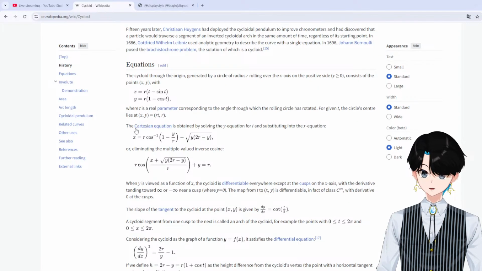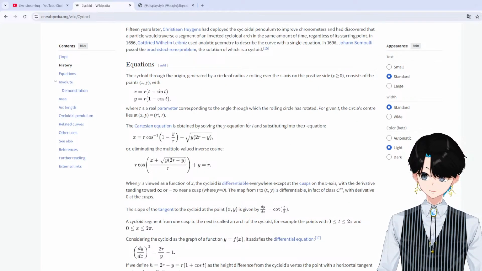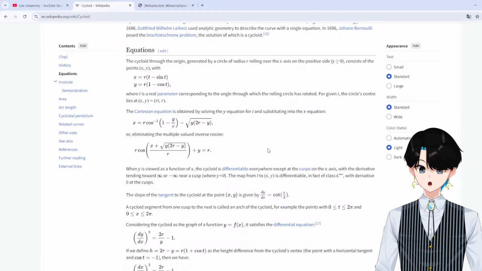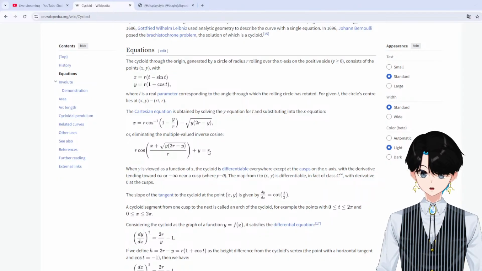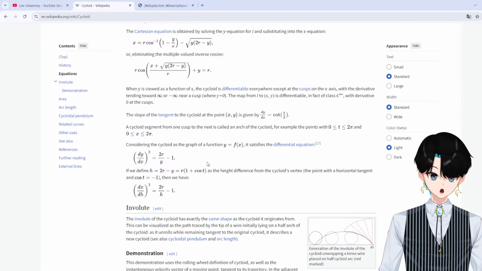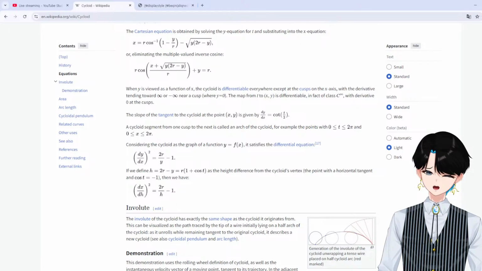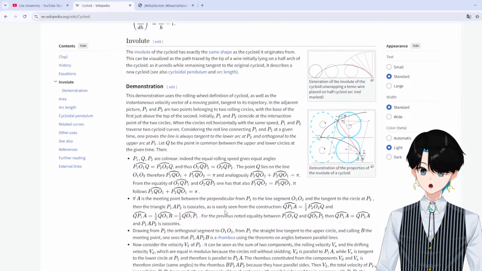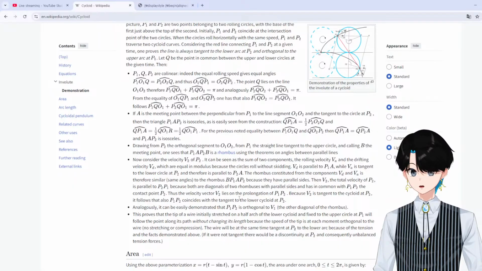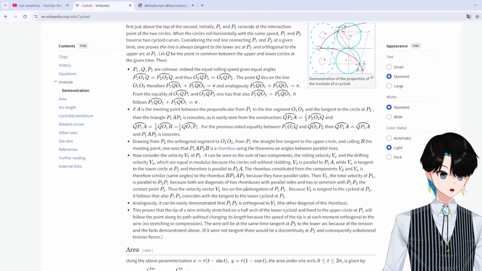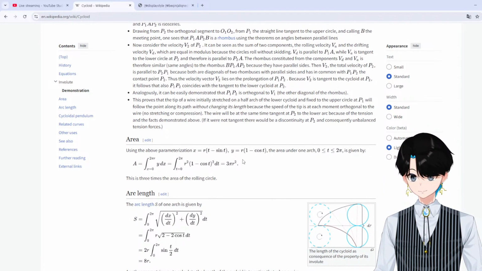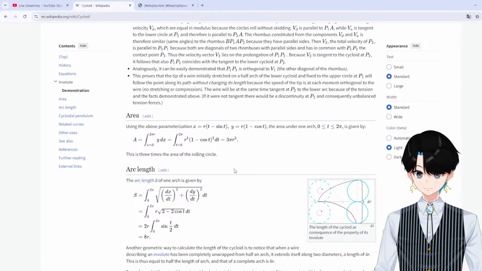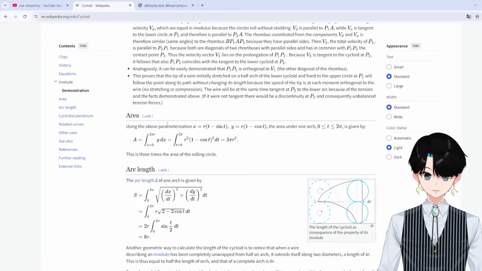Okay, the Cartesian equation is obtained by solving the y equation for t and substituting into the x equation, or eliminating the multiple value inverse cosine. As you can see on the screen right now, if you want to read a lot, then go ahead for yourself. I'm not gonna stop you. Erasing the above.